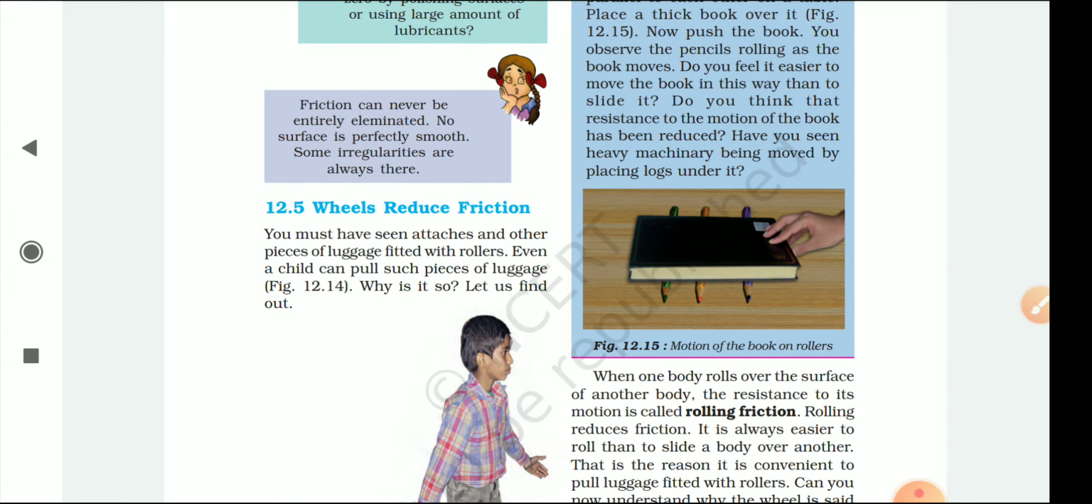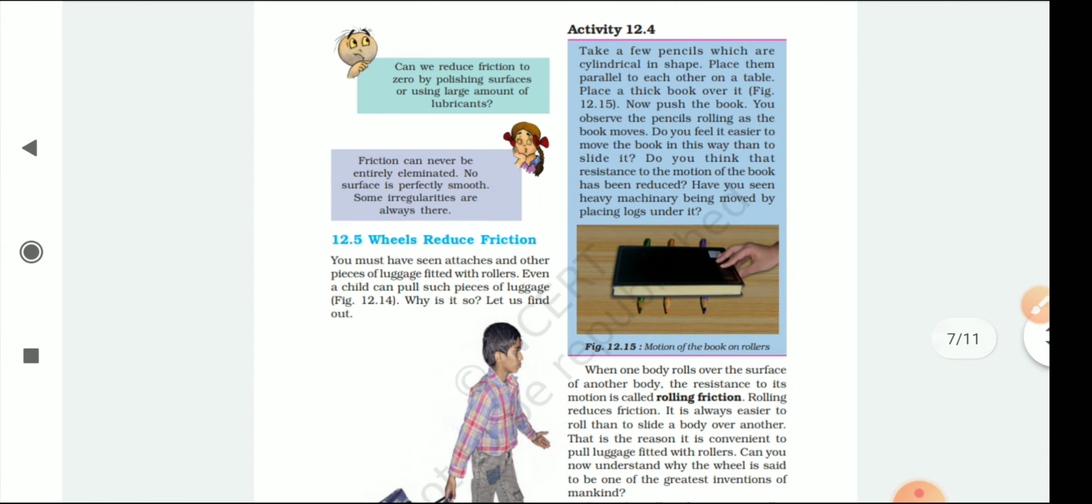So that is a wheel. You must have seen many times when you are taking your luggage, in your luggage bags there are some tires attached to the trolley bags. Why do we attach these tires to trolley bags? Because, as you know, these rolling tires reduce the friction, so it will be easy for us to carry things from one place to another. So we can easily say that wheels reduce friction.